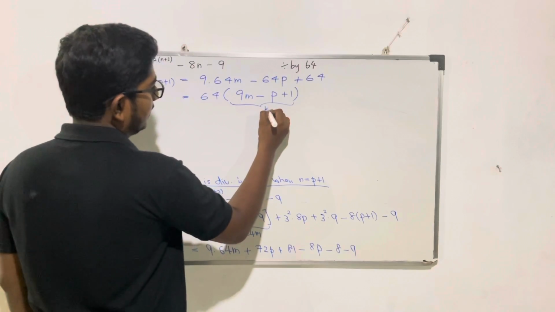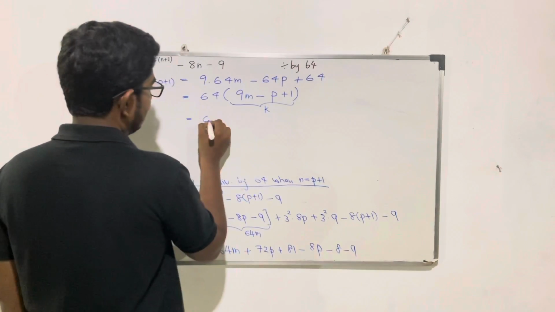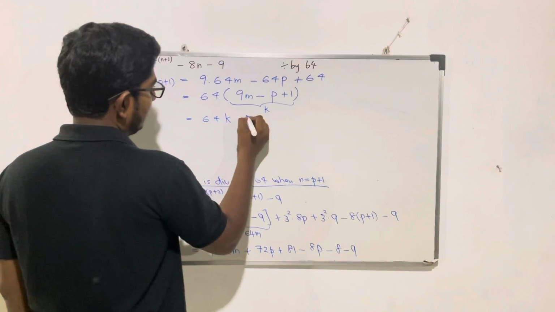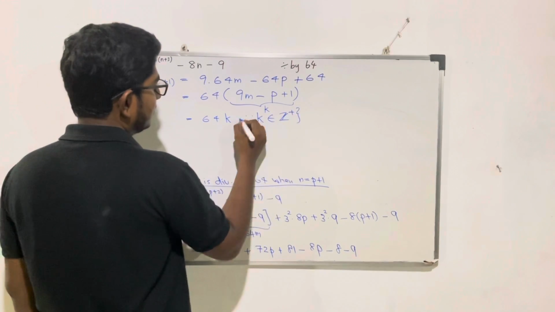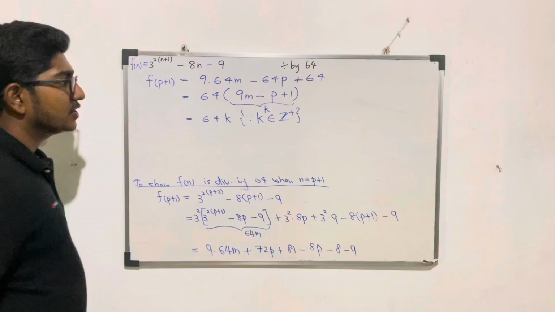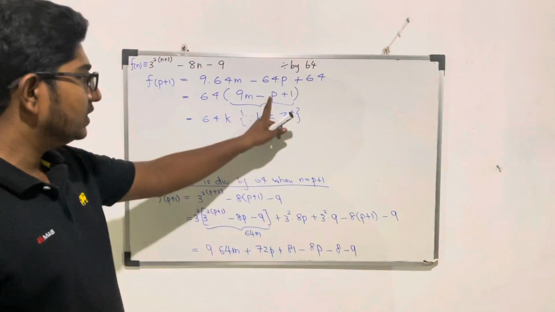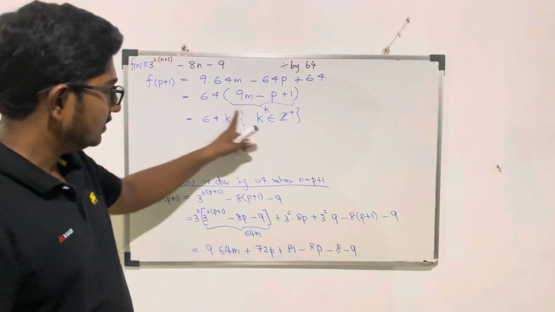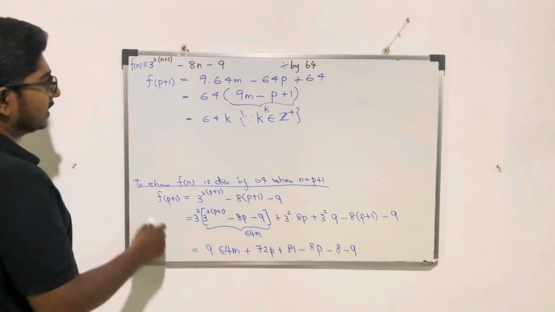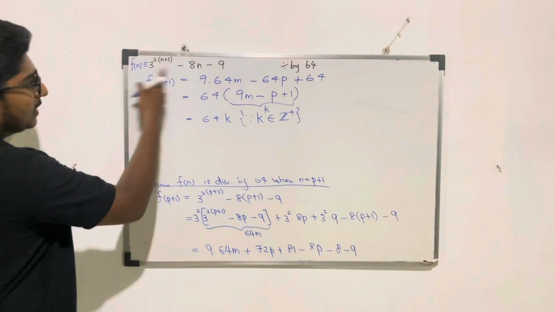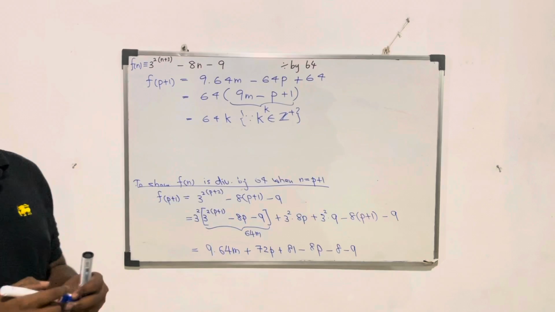You can put k for that. So this is 64k. Yeah, k is a positive integer. M is a positive integer. P is a positive integer. Then the summation of this expression is also positive. So we can see our statement was true when n equals 1.